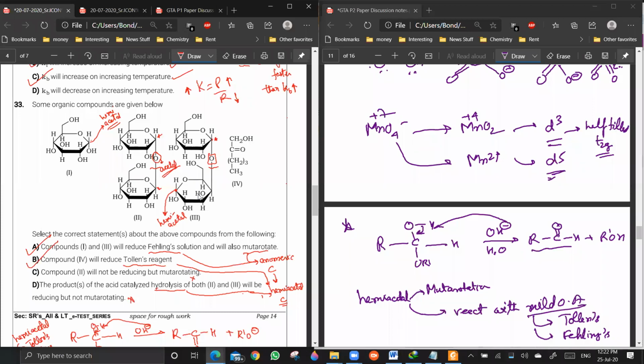Compound 4 will give the Tollens test because it is an alpha hydroxy ketone. So alpha hydroxy ketones will give an aldehyde through isomerization, so it will give the Tollens test. Are you getting my point? So it will give the Fehling test also, no? Yes, it will give the Fehling test also.